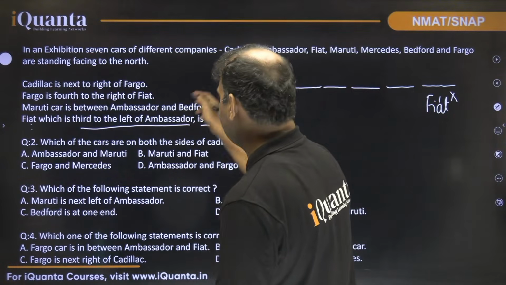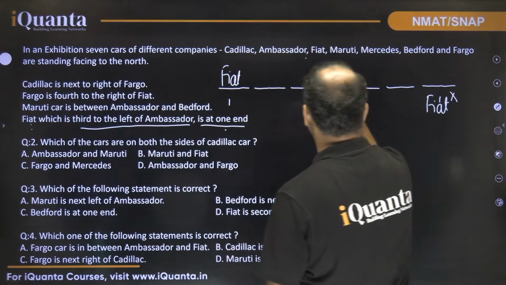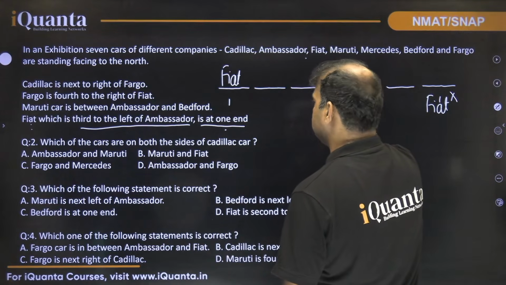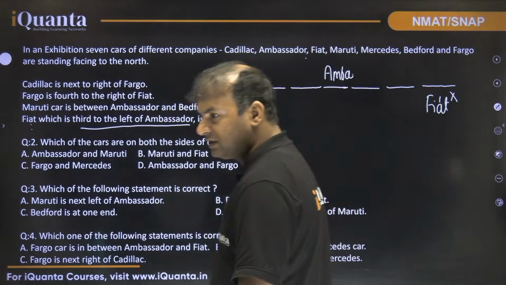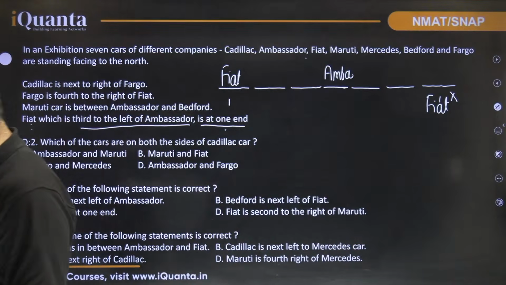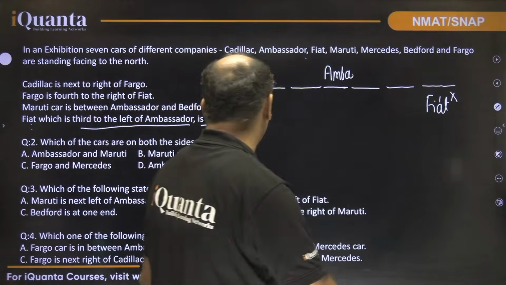Now, third right of Fiat is Ambassador, which we can draw like this: first right, second right, and third right. So this must be the car Ambassador. Alright, everyone, hope this is clear so far. You can tell me if everything is clear or not. I'm sure this must be clear, right?